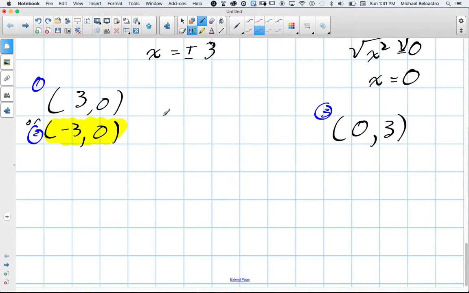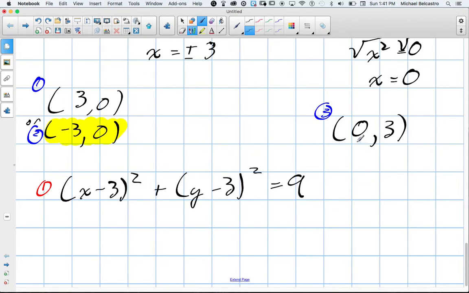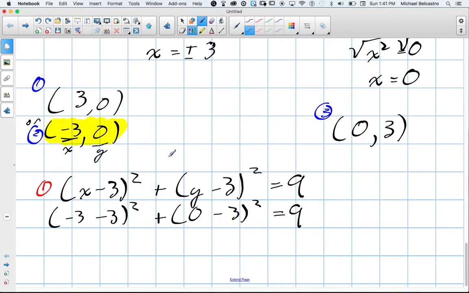So remember, our very first function was x minus 3 squared plus y minus 3 squared is equal to 9. It'll all show up when I stop writing. Yeah, there it is. So plug this in for x and this in for y. Let's see what we get. Negative 3 minus 3 squared plus 0 minus 3 squared equals 9. This will give us negative 3 minus 3 is negative 6 squared plus negative 3 squared is all equal to 9.